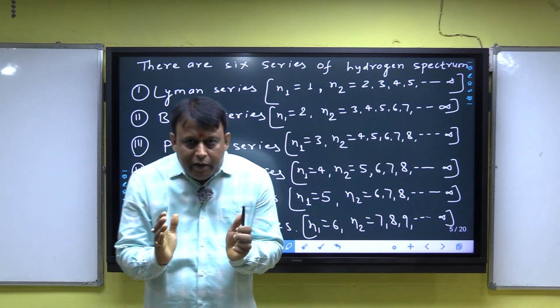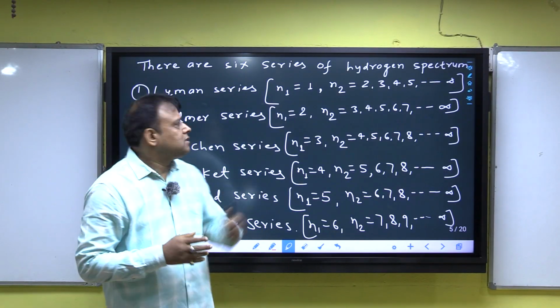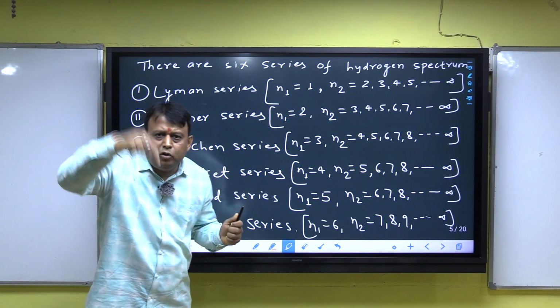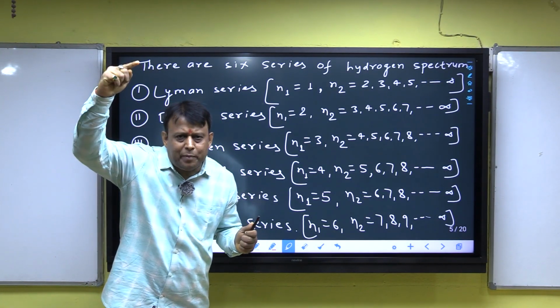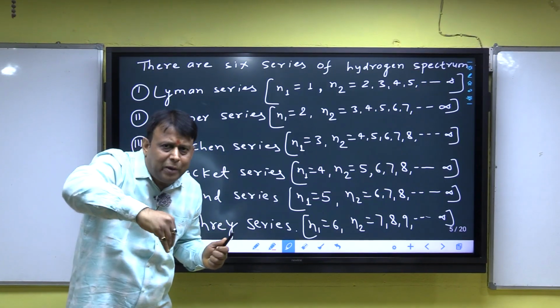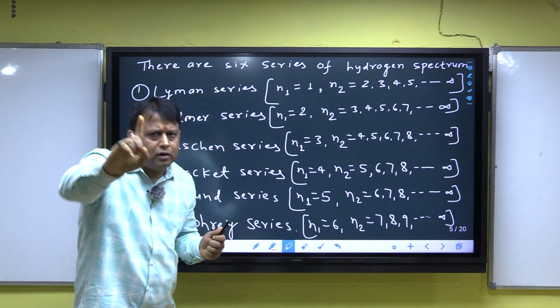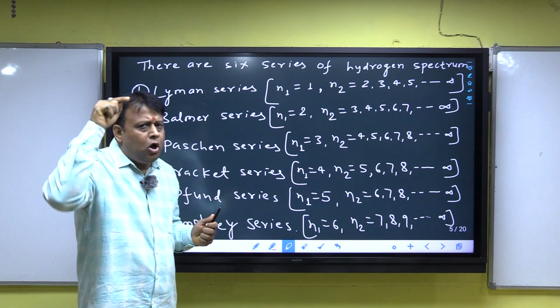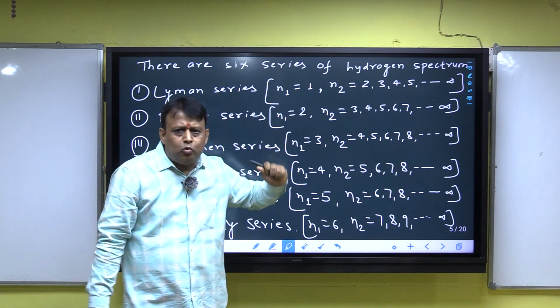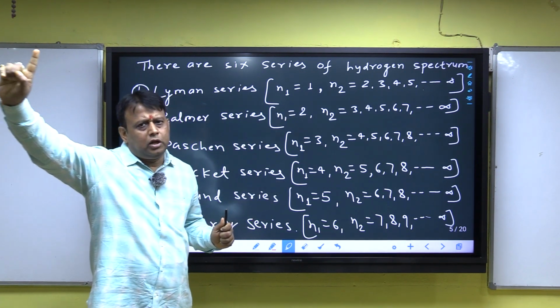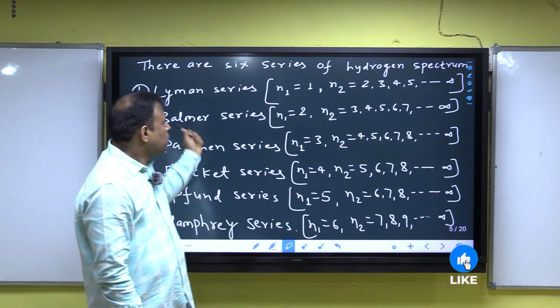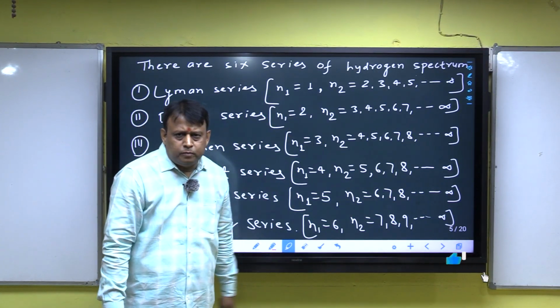Again, I am repeating all six series. Lyman: any orbit to first orbit. Always keep in mind, any orbit, second, third, fourth, to first orbit, the ground state, is called Lyman. In the Lyman series, always keep in mind, N1 is equal to 1 and N2 is equal to 2, 3, 4, 5, ... infinite.